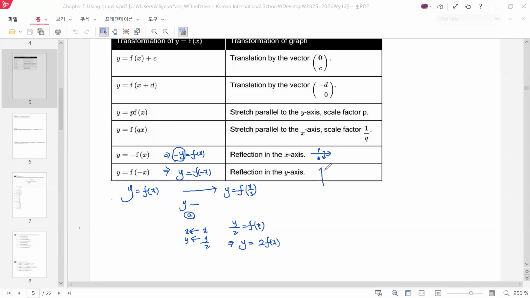Reflection in the y-axis is the value of y with no change, but only change the x sign, right? So (3, 4) is going to be (negative 3, 4).